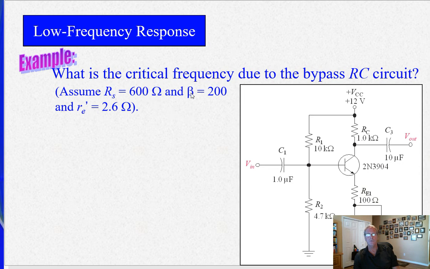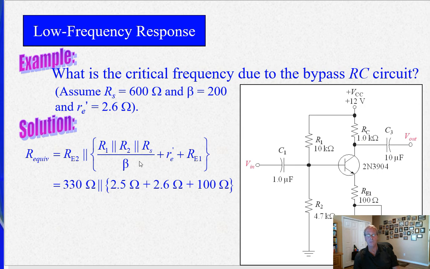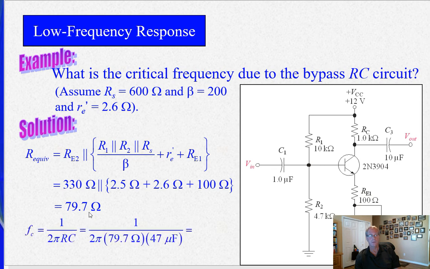RS is 600 ohms, beta is 200, R prime E is 2.6 ohms. So what we're doing is we're using the formula that was on the last slide in a real example here. So 330 in parallel with 2.6 ohms and 100 ohms gives 79.7 ohms. 1 over 2 pi RC, with this 47 microfarad capacitor, you end up with 42.5 hertz. Pretty low again.